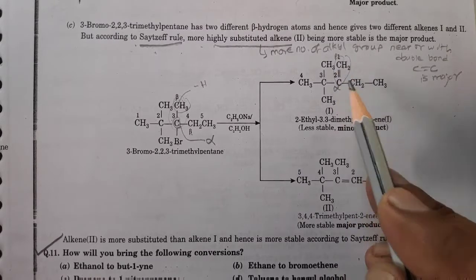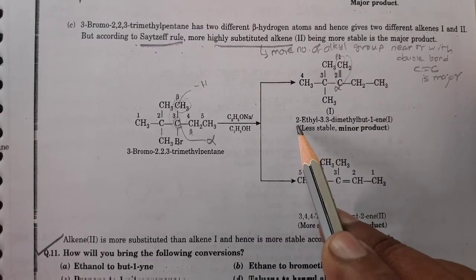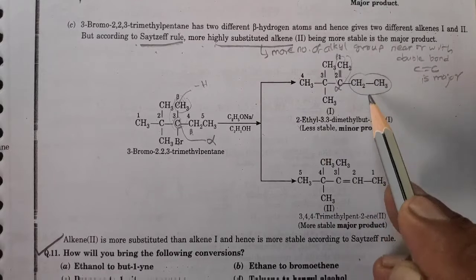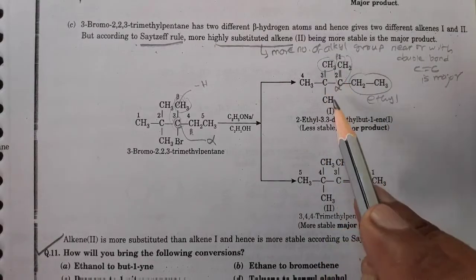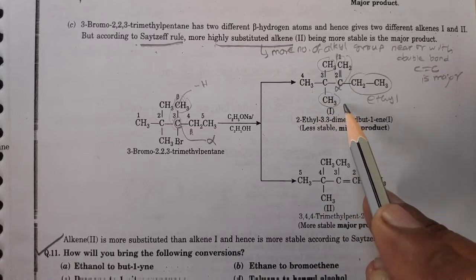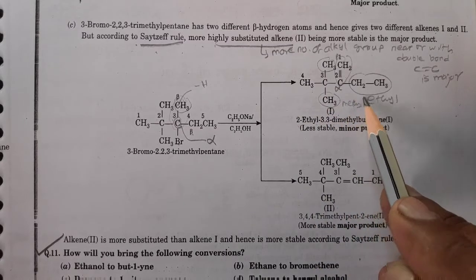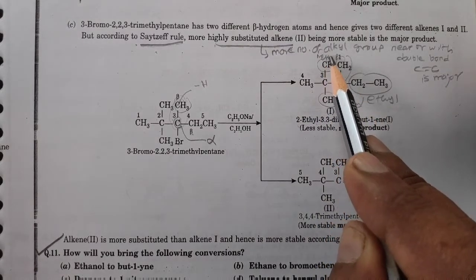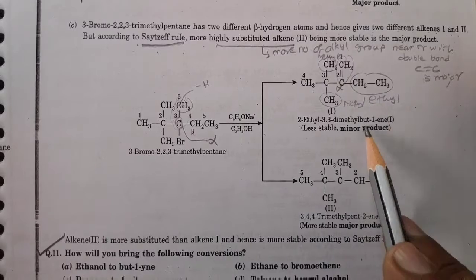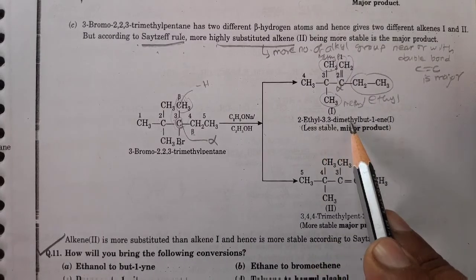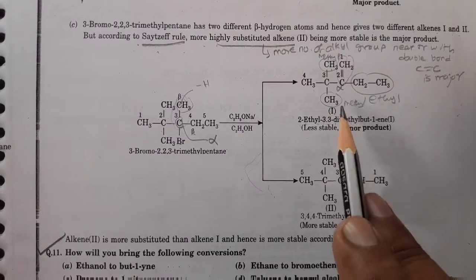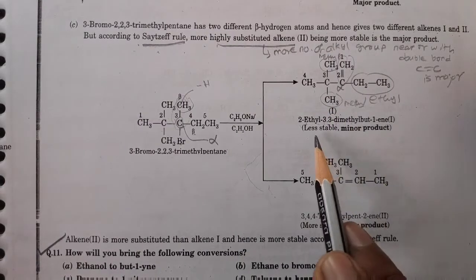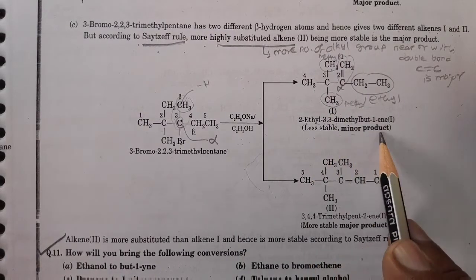Now next to the double bond carbon, what is written? 2-ethyl. 2-ethyl means this is your ethyl group, right? 3,3 means this is 3,3. This is dimethyl. This is also methyl and this is also methyl. So 2-ethyl, 3,3-dimethyl. So total 3, how many alkyl groups are there? Total 3, and it is less stable and it is a minor product.